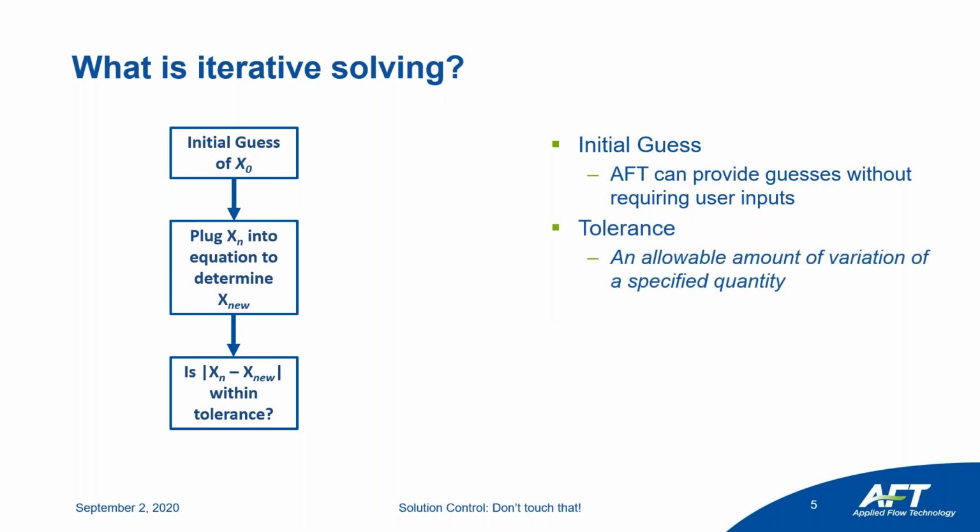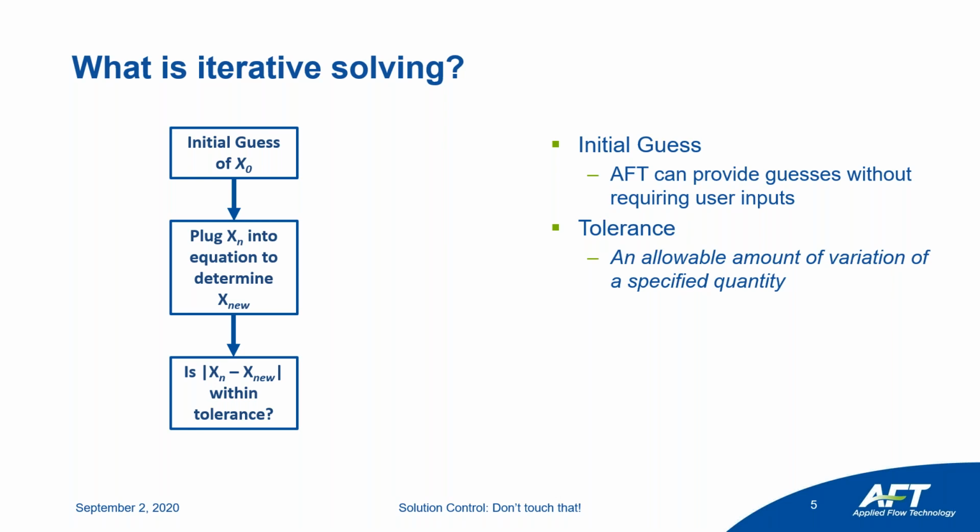Tolerance is an allowable amount of variation of a specified quantity. In this case, we want to make sure that the variable we want as accurate as possible isn't changing a whole lot between iterations. If it's making these huge leaps, that means the iterative process probably hasn't gone long enough, and there's still a lot of uncertainty within that solution.